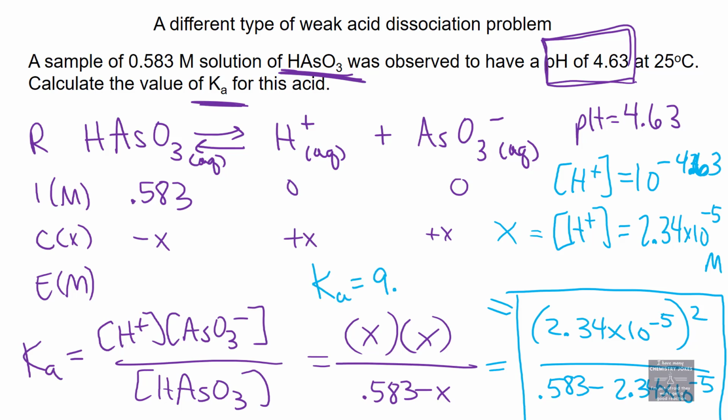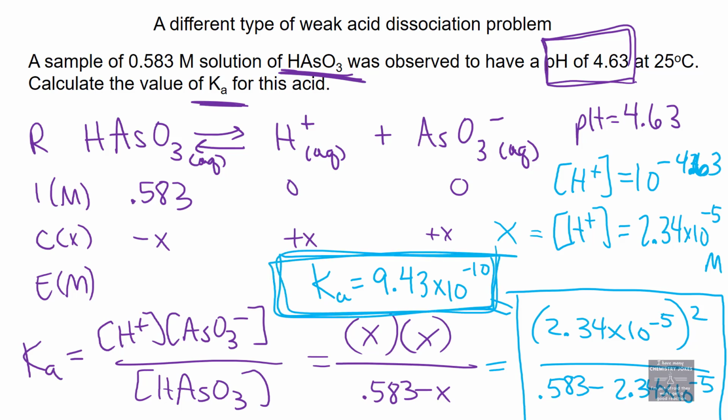Do my calculation, if I did it correctly, here's what I got for my Ka. It's weak. That's a very small K value. It's a very weak acid. Got it? Good.